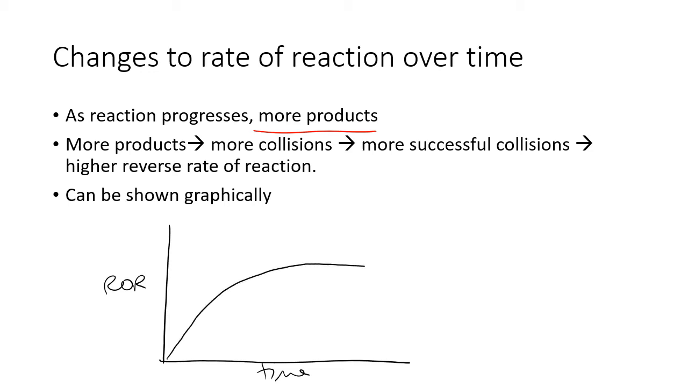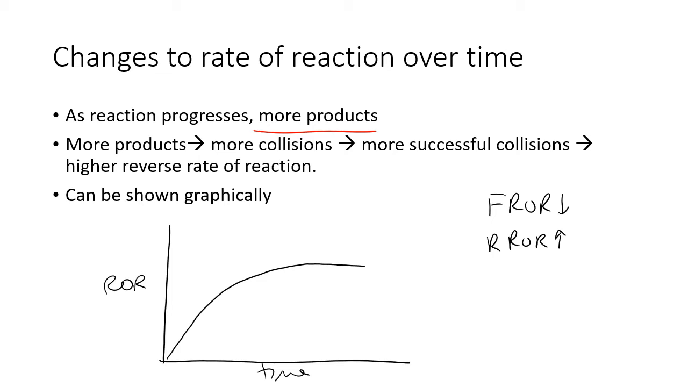So, here's a question. If the forward rate of reaction goes down and the reverse rate of reaction goes up, at some point in time they're going to become equal. All right? And when they become equal, that means you're going to have equal amounts of forward reaction occurring as you do reverse reactions occurring. And if you have the same number of forward and reverse reactions, are you going to actually have a change in the number of particles of, say, reactants or products?